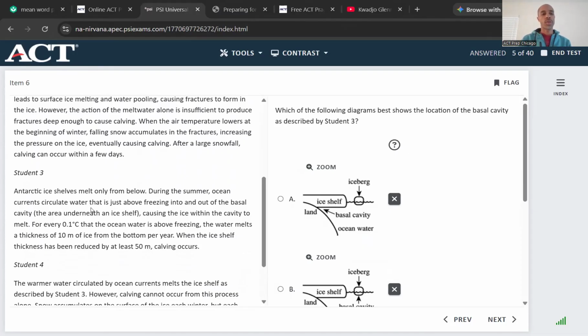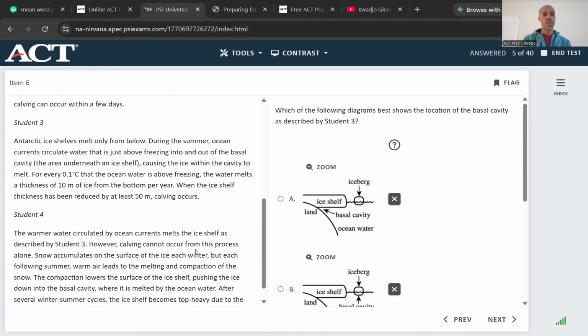During the summer, ocean currents circulate water that is just above freezing into and out of the basal cavity, the area underneath an ice shelf, causing the ice within the cavity to melt. For every 1 degree Celsius that the ocean water is above freezing, the water melts a thickness of 10 meters of ice from the bottom per year. When the ice shelf thickness has been reduced by at least 50 meters, calving occurs. So heat from below, warming the basal cavity, the water below the ice.